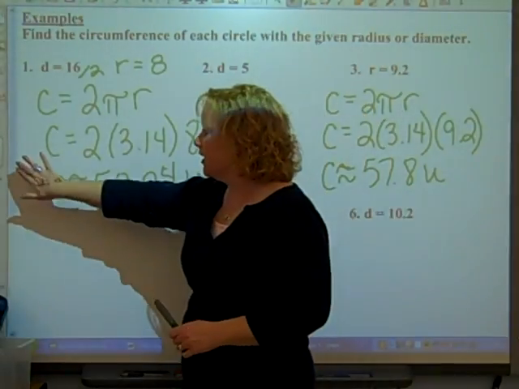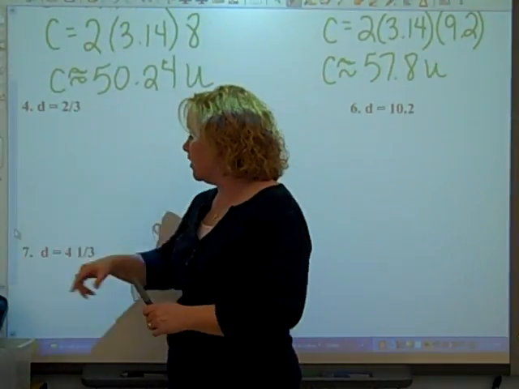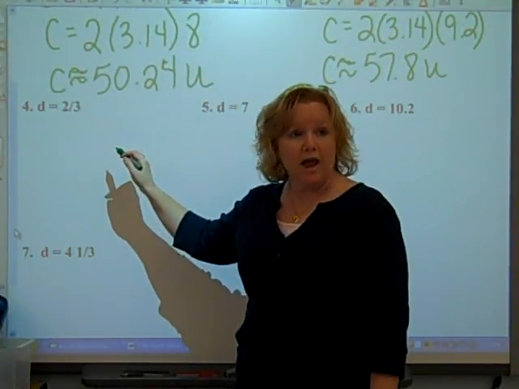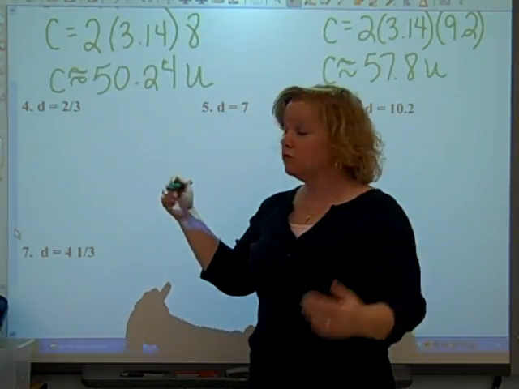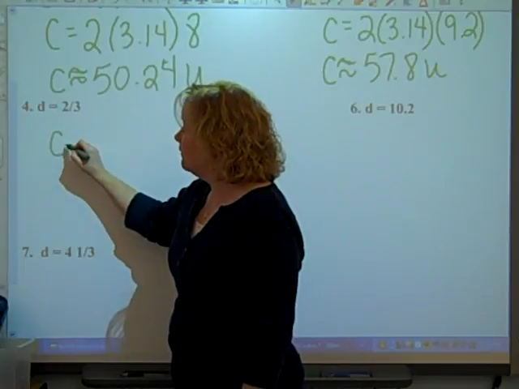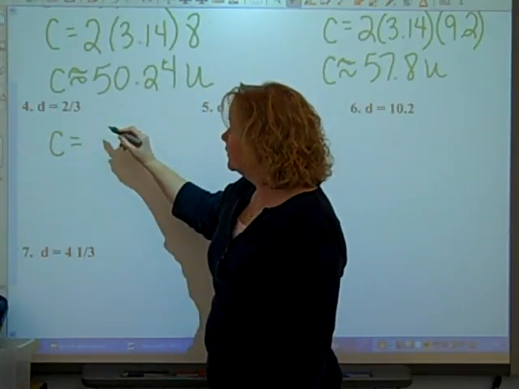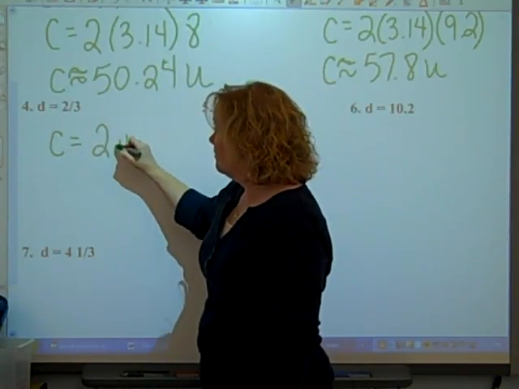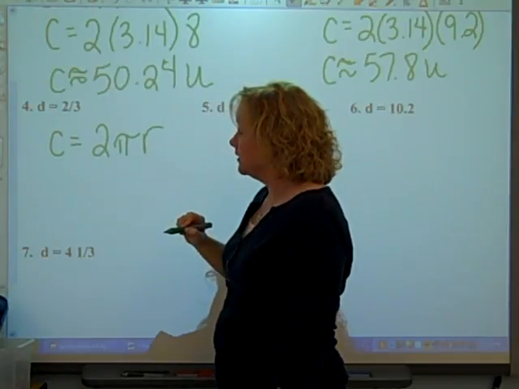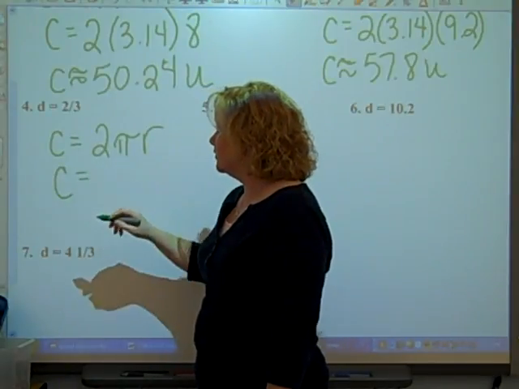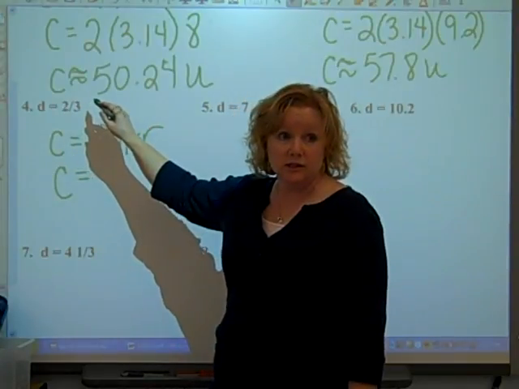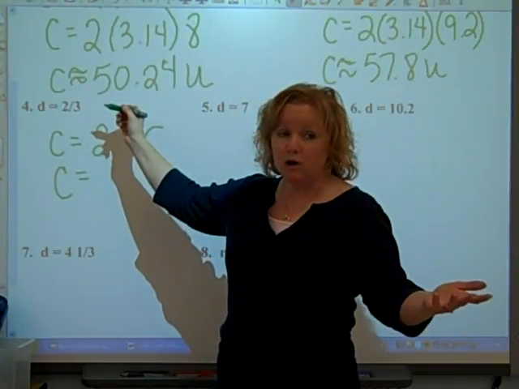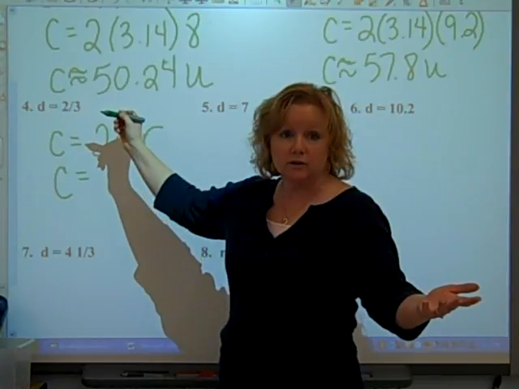Look at number 4 here. It has a fraction. So, Megan, this is what we're talking about, where we have to use what for pi? 22 divided by 7. So 22 over 7. So again, I'm going to write my formula down. So circumference equals 2 times pi times the radius. So circumference equals, now first of all, the first thing I have to do is what? Because this is diameter. What do I need to figure out my radius?